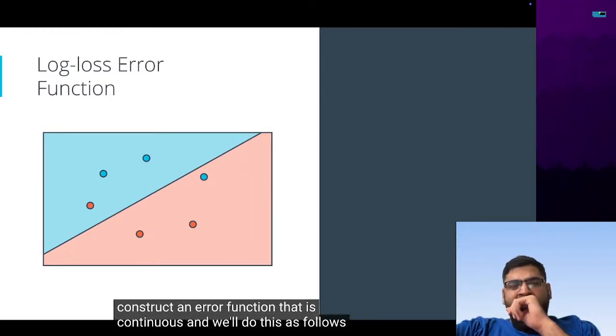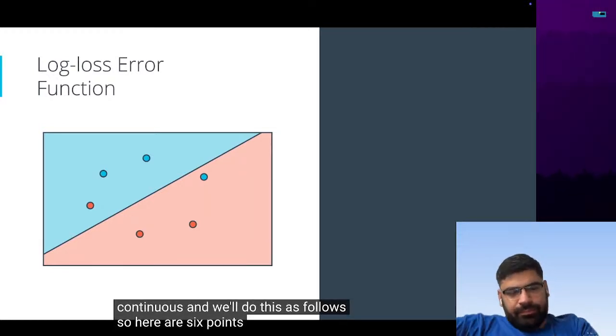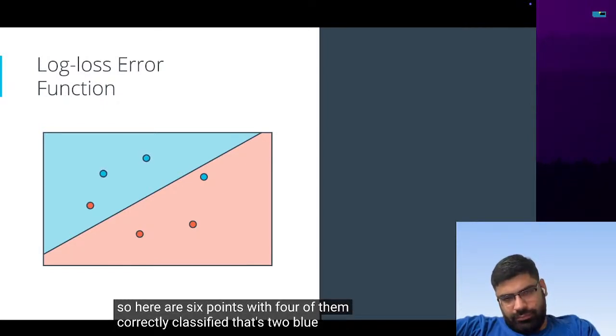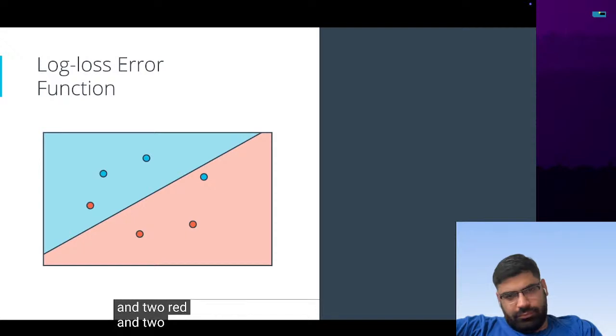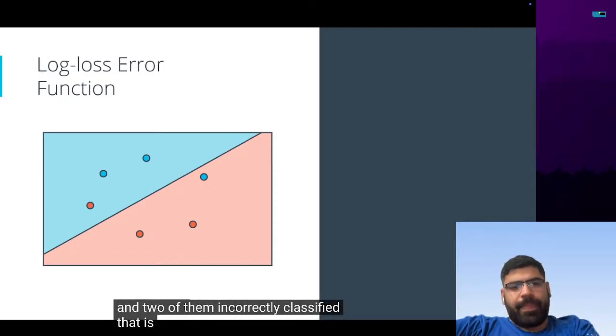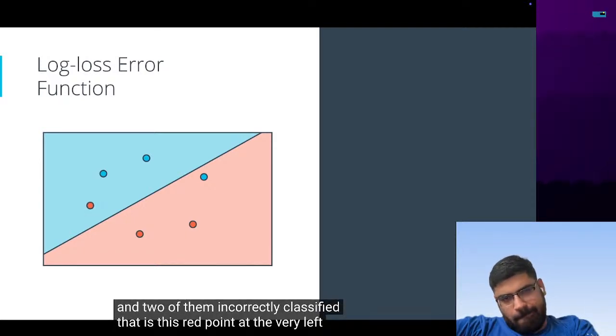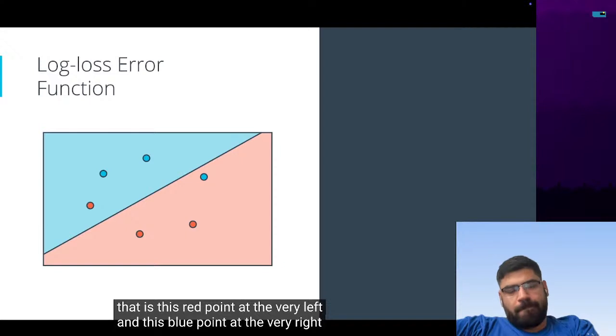So here are 6 points, with 4 of them correctly classified, that's 2 blue and 2 red, and 2 of them incorrectly classified, that is this red point at the very left and this blue point at the very right.